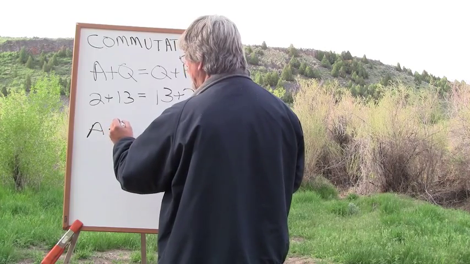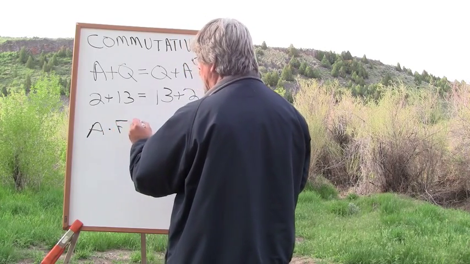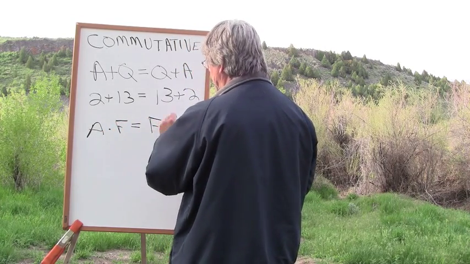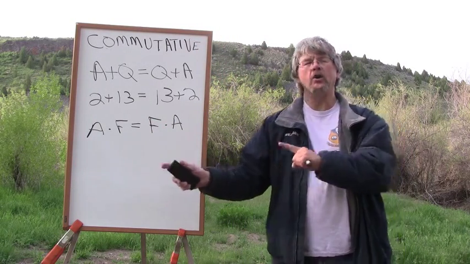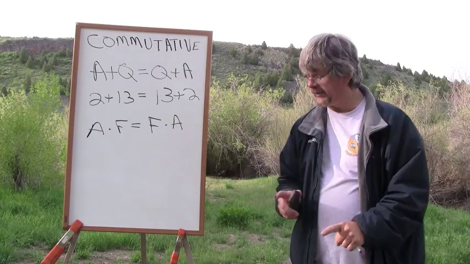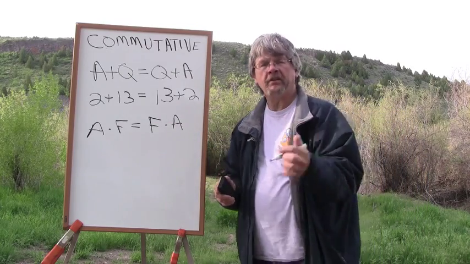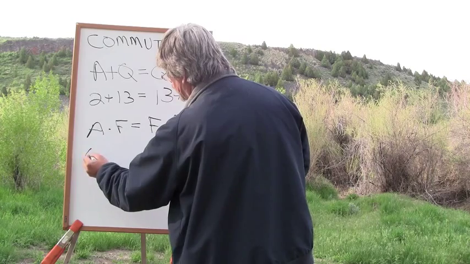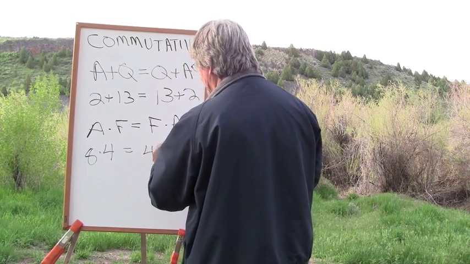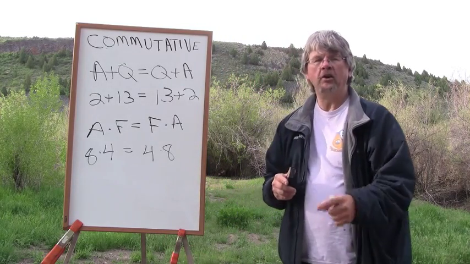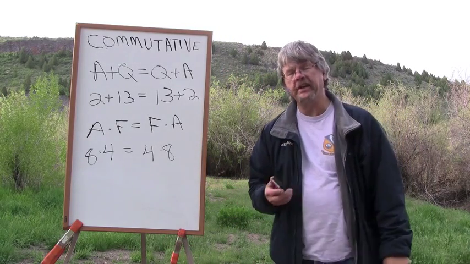A times F equals F times A. It doesn't matter how you multiply the two sides, what direction, it's the same thing. For instance, 8 times 4 equals 4 times 8. It wouldn't matter which way you multiplied those together.